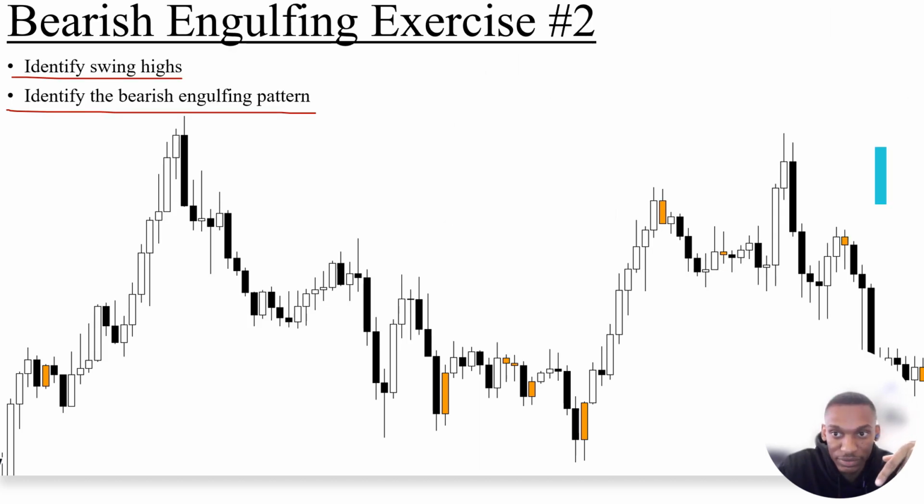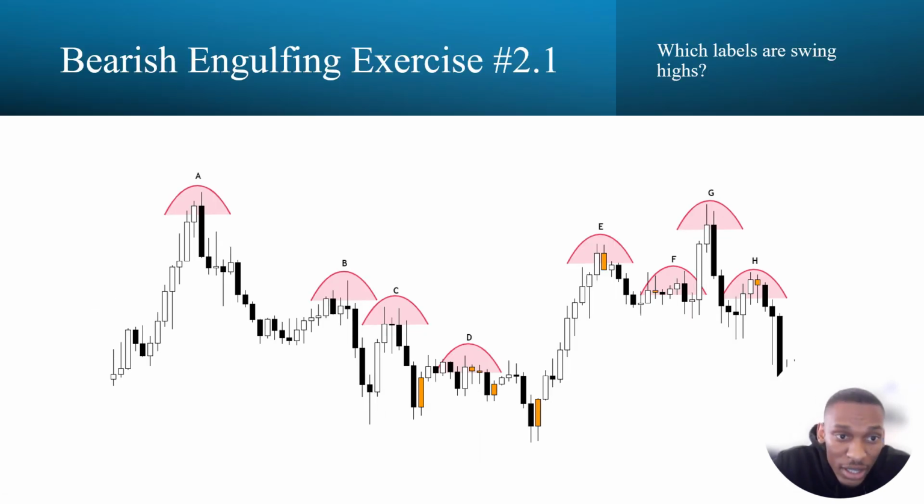So now here, I want you guys to identify swing highs from this chart. So from this chart, I want you guys to just identify swing highs. We'll talk about swing highs, but I want to just know if you know about swing highs. Okay, this is what I have identified. So from these labels, guys, from A, B, C, D, E, F, G, and H, try to identify swing highs. I'm making it easy for you.